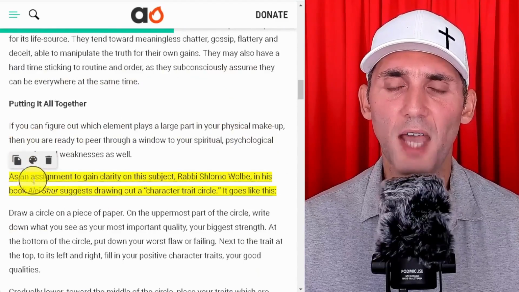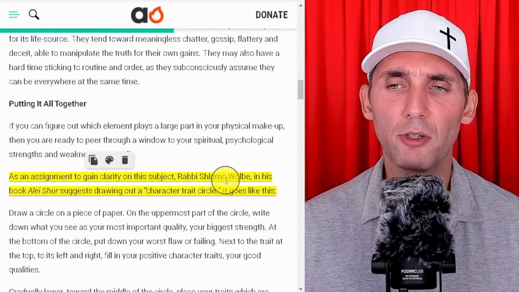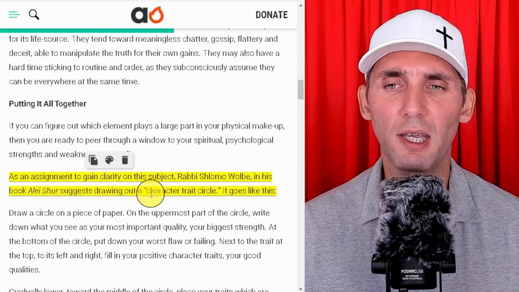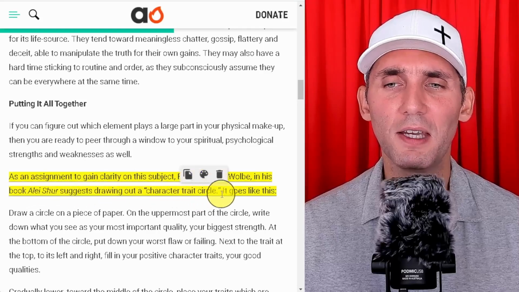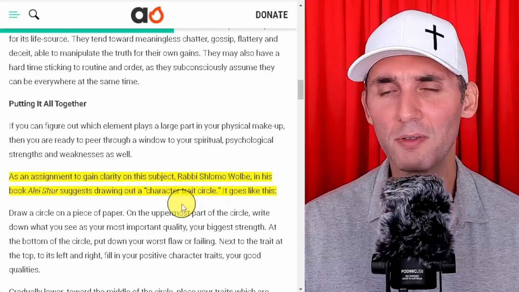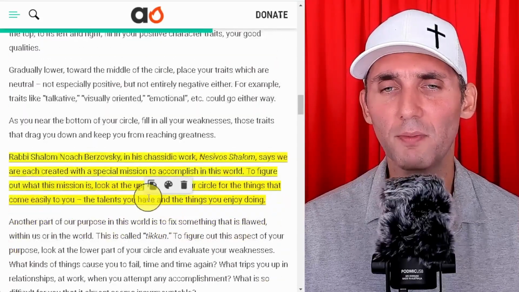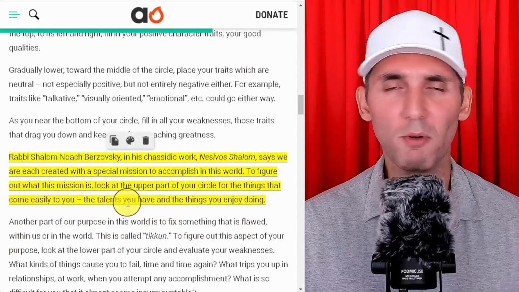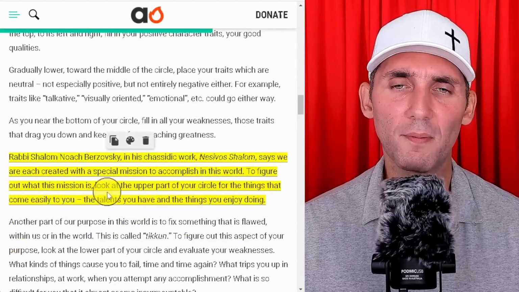Putting it all together. As an assignment to gain clarity on this subject, Rabbi Shlomo Wolbe, in his book Alei Shur, suggests drawing out a character trait circle. And they give you instructions how you can draw your own little ritual circles and make your own little kind of divination practices to see, I'm a fire element, I'm a water element, and so on and so forth.